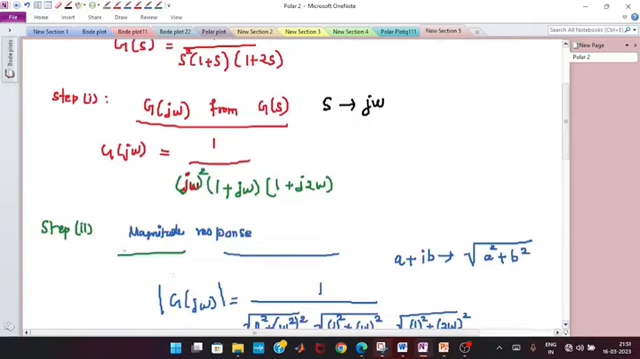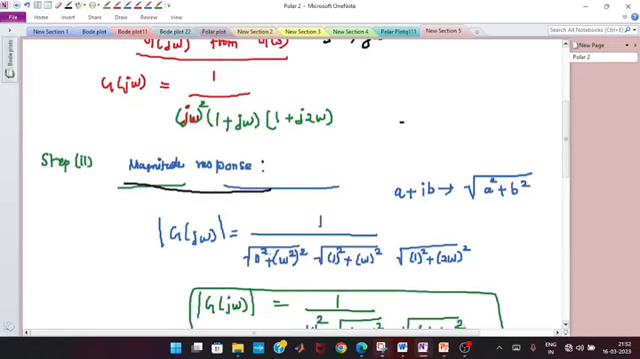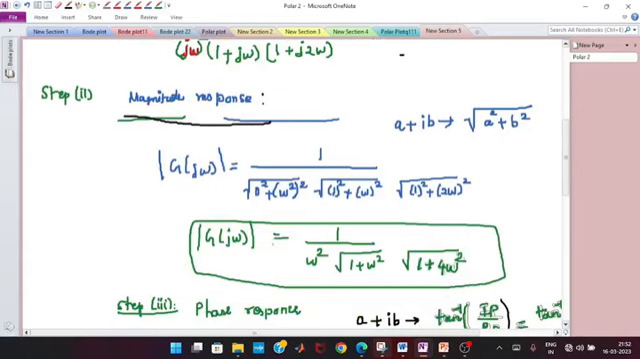Next, we have to find the magnitude response. How do you find the magnitude response? If it is a complex number, you take the square root of the real part squared plus the imaginary part squared. Here we have 0 squared plus omega squared, the whole squared, and as usual 1 squared plus omega squared, and 1 squared plus (2 omega) squared. So the magnitude is 1 divided by omega squared times the square root of (1 + omega squared) times the square root of (1 + 4 omega squared). This is our magnitude response.